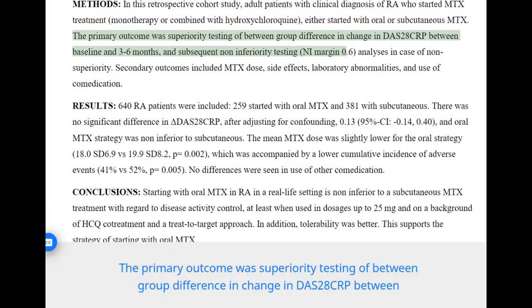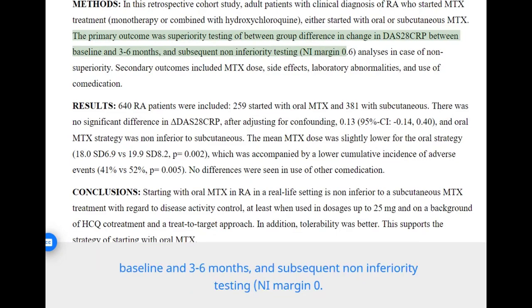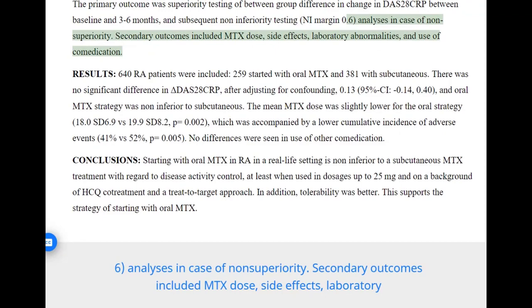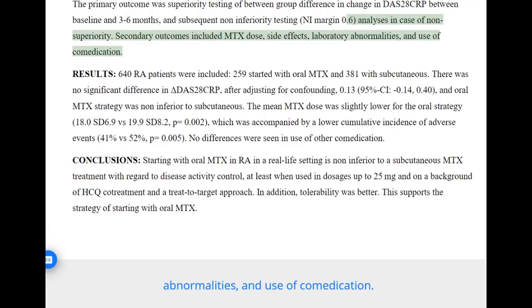The primary outcome was superiority testing of between group difference in change in DAS28-CRP between baseline and 3 to 6 months, and subsequent non-inferiority testing, NI margin 0.6, analyses in case of non-superiority. Secondary outcomes included MTX dose, side effects, laboratory abnormalities, and use of comedication.